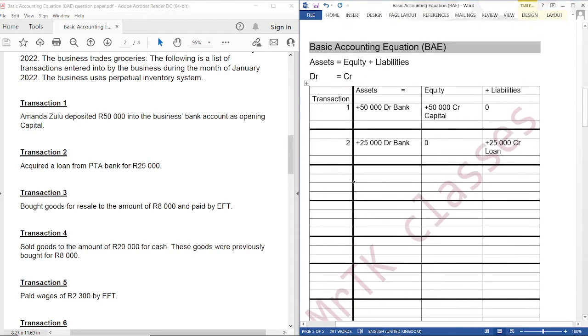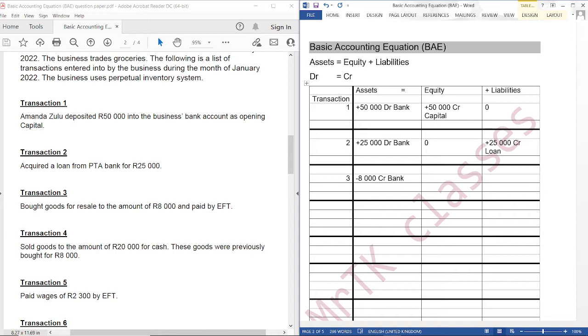Okay. Transaction number 3. So our transaction number 2 balances: plus 25,000 is equal to plus 25,000. Then debit, credit. Okay. Transaction 3, bought goods for resale to the amount of 8,000 and paid by EFT. So there are goods which were bought for resale, right, to the amount of 8,000. So our bank is going to decrease by 8,000. So we are going to credit bank.